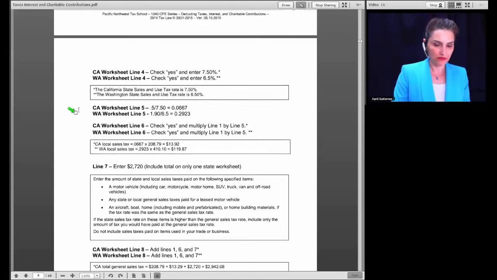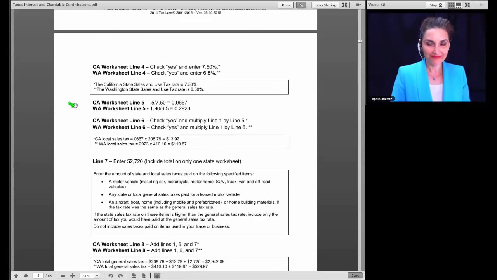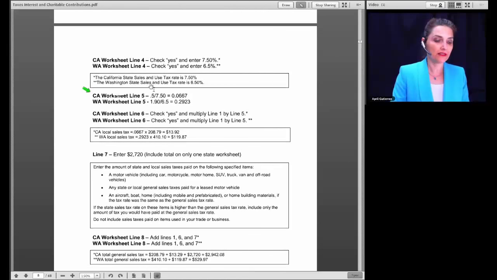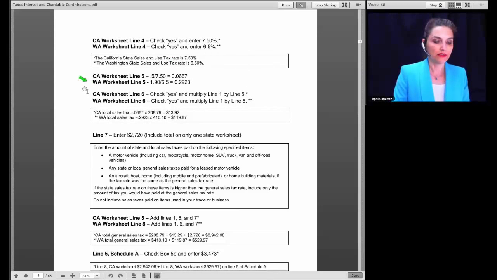The next step is rather interesting. I think it's interesting anyway. The instructions for the worksheet say take the local rate and divide that by the state rate. So the local rate for Orange County of 0.5% is divided by the state rate of 7.5%. And when you do that, you get 0.0667. For Washington, you take the county rate of 1.9%, divide that by the state rate of 6.5%, and when you do that, you get 0.2923.